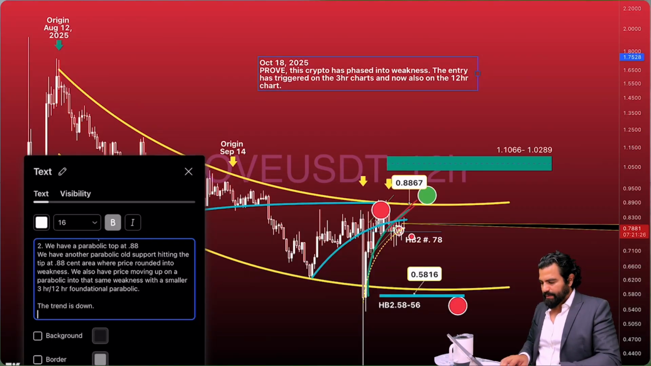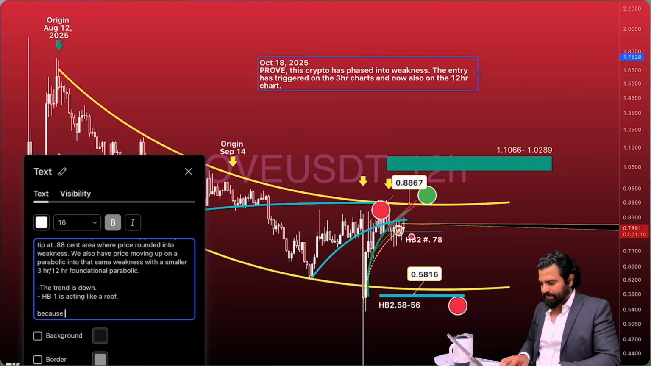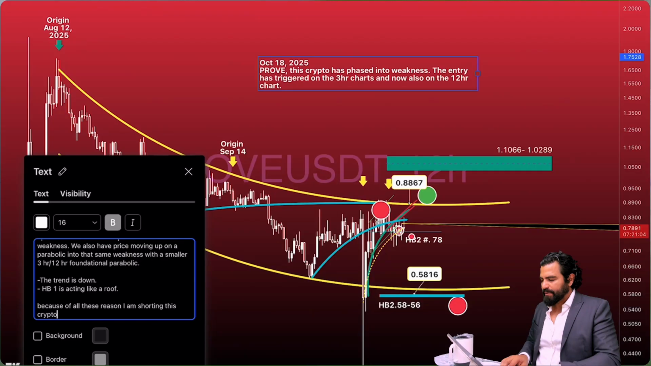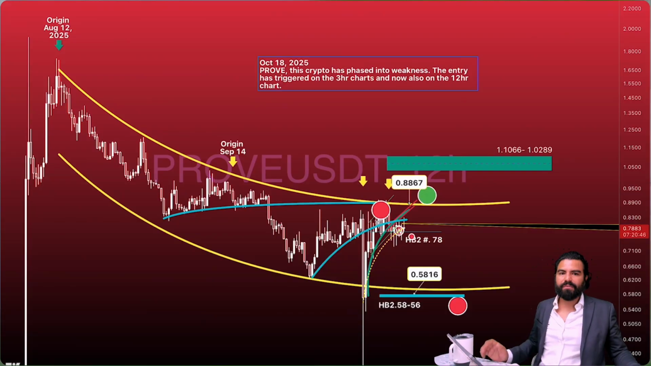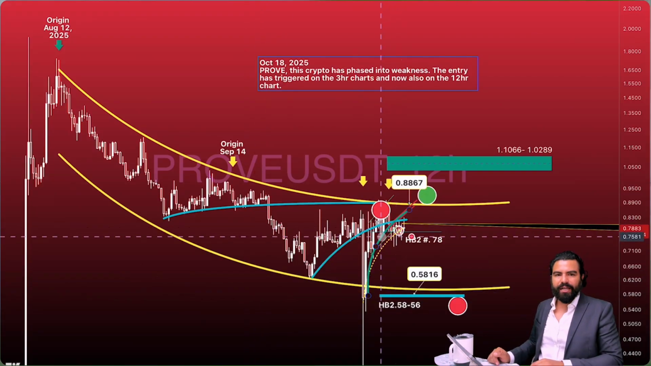HB, so I don't know how many reasons that is. HB1 is acting like a roof. Because of all these reasons, I am shorting this crypto this week. My entry prices were 70, I think there were 78, maybe 77, or 78 area. All right, so all of that's where my entry is. It's somewhere on here when we got into the weakness.